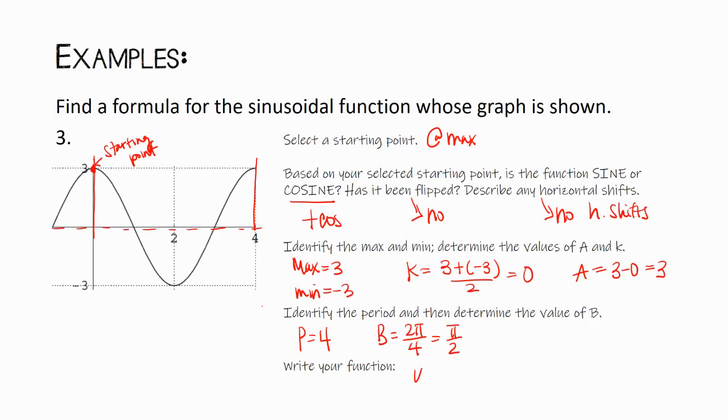So now when we write our equation, we'll write y equals A, which is 3, and then we said this was a cosine function of pi over 2x, and then plus 0 because there is no K value. It's also positive cosine, so we don't need to add a negative in the front.